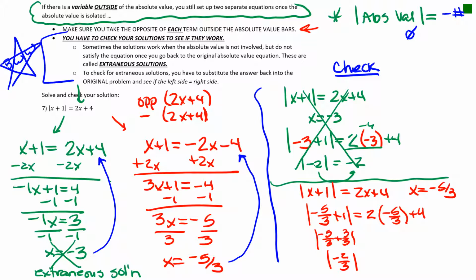Then we've got 2 times -5/3, that's -10/3. Watch what I'm going to do. I'm going to change 4 to 12/3. Tricky, tricky. That equals 2/3. So my question is, are they equal? The answer is yes. Therefore, x equals -5/3 is our solution. The reason they're equal is the absolute value of -2/3 is +2/3. Oh my gosh, mind blown. You might have to watch this slide again.